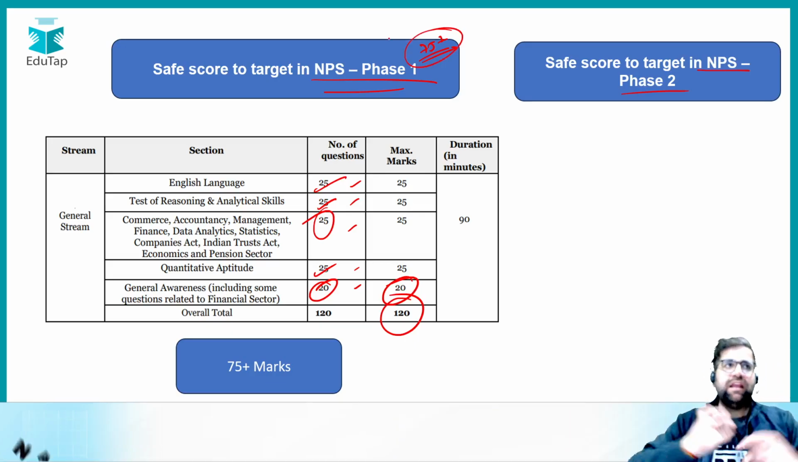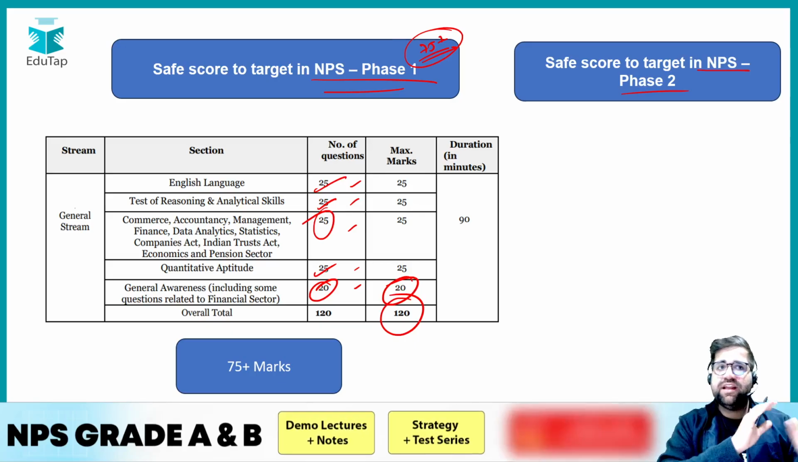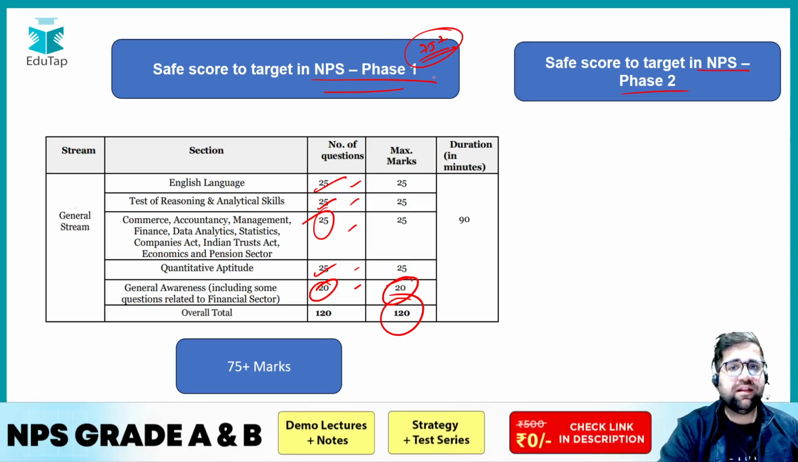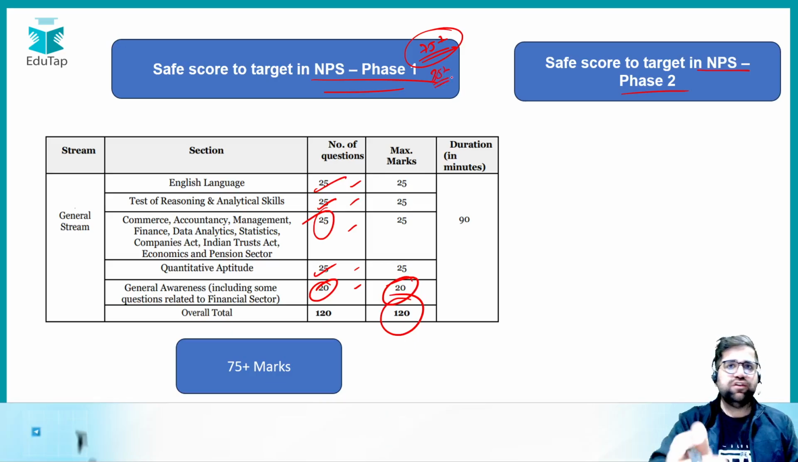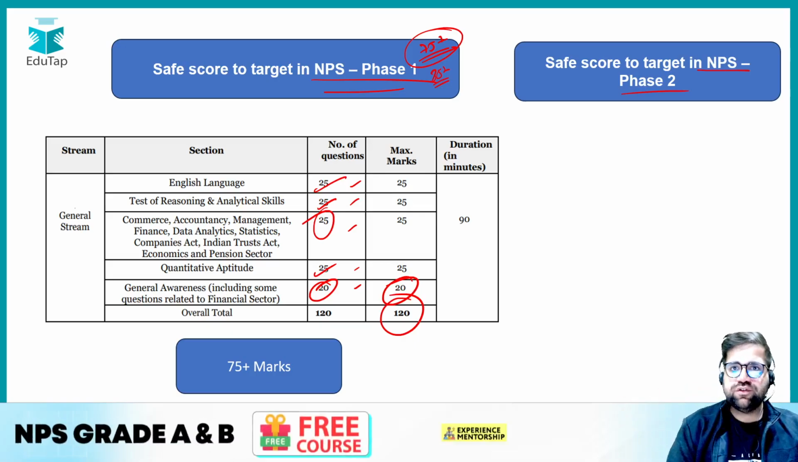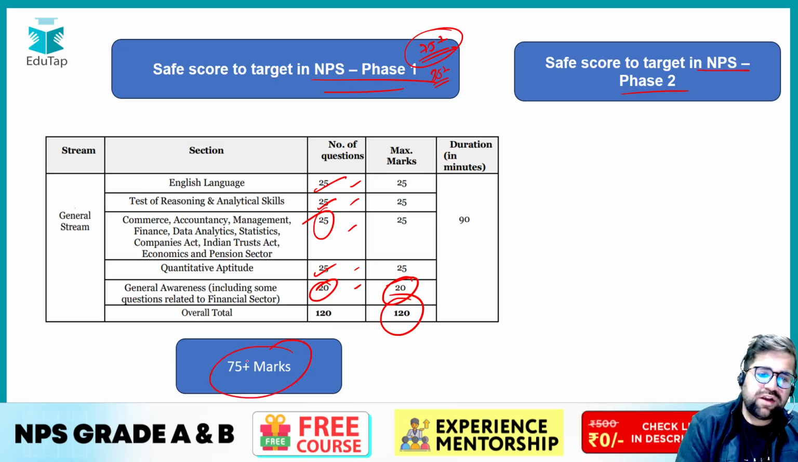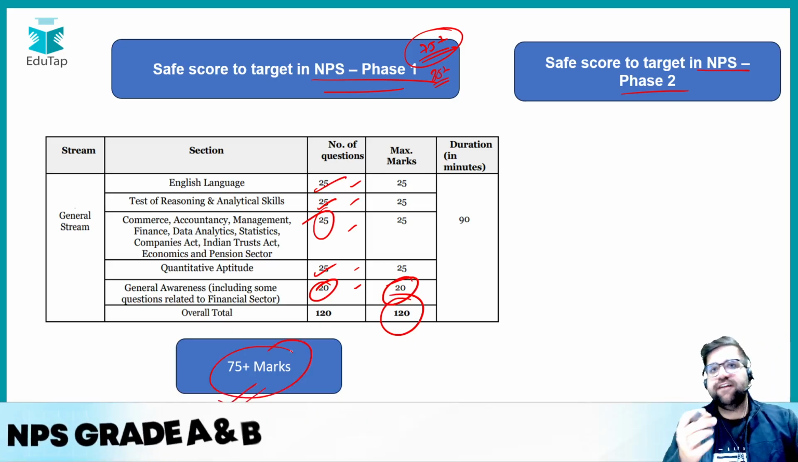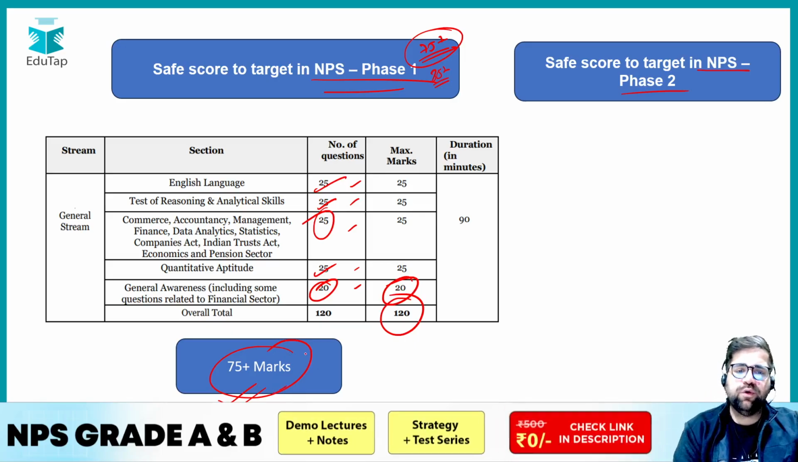Even if you are a serious aspirant who is studying day in and day out, then I think your target should be 85, because you are a serious student, right? So make sure that you score as much as possible in phase 1 also, because that will make sure that you are clearing phase 1 with ease. And when it comes to the safe score, I have already told you that 75 plus is a good score.